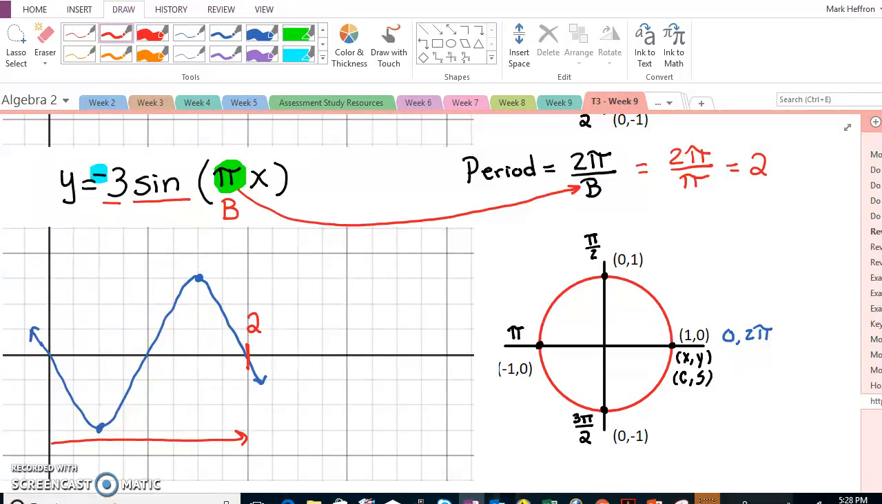Well, half of 2 is 1, and half of 1 is a half, and halfway between 1 and 2 is 1.5, or 3 halves. Again, we really just got rid of the pi, didn't we? Because the pi canceled out. And so now you see negative 3 sine of pi x. Getting easier the more and more you do.